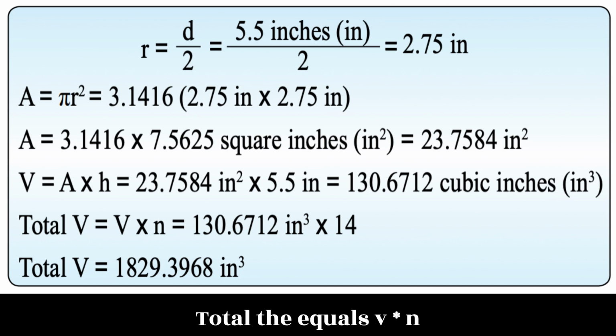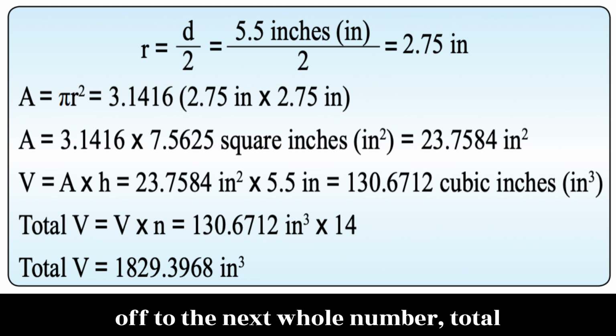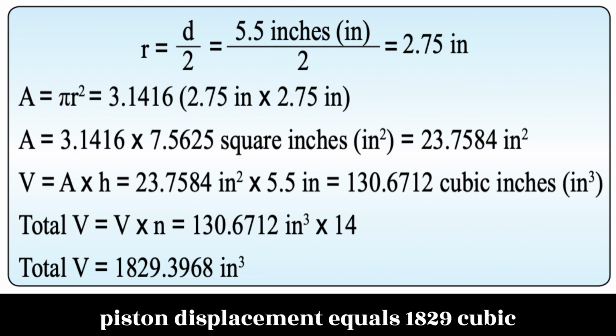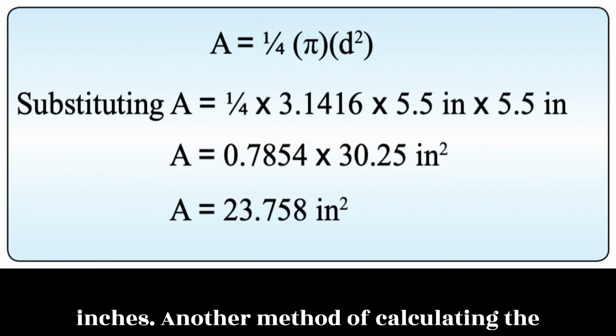Total V equals V times n, which equals 130.6712 in³ times 14. Total V equals 1829.3968 in³. Rounded off to the next whole number, total piston displacement equals 1,829 cubic inches.